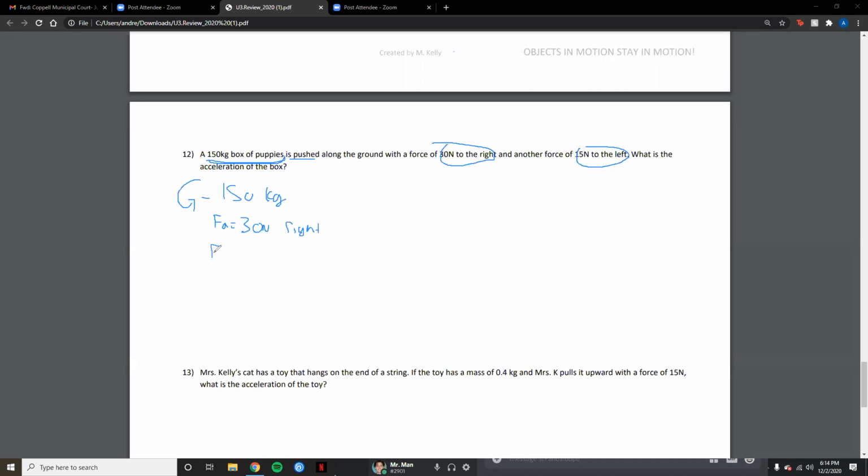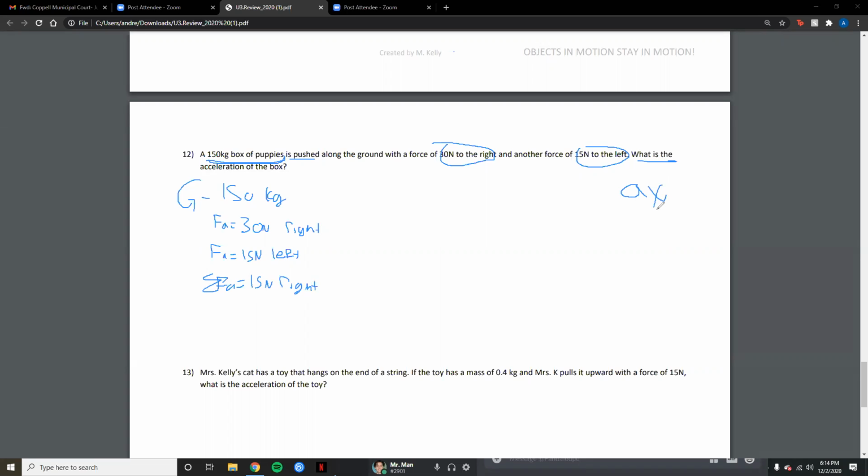And then another F of A of 15 newtons to the left. So our sum of F of A's equals 15 newtons to the right. It's hard to do this with a mouse, as you can see. Anyways, what we're trying to find is the acceleration of the box. So we're looking for A of x.